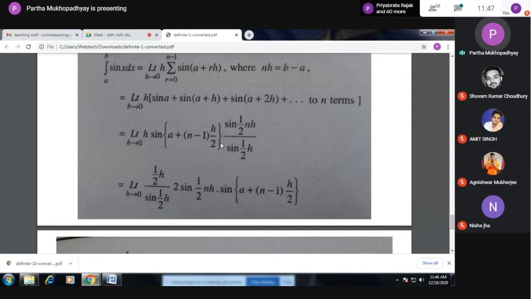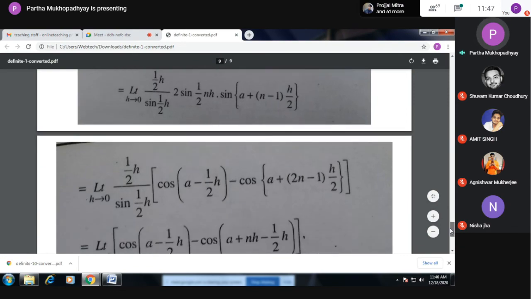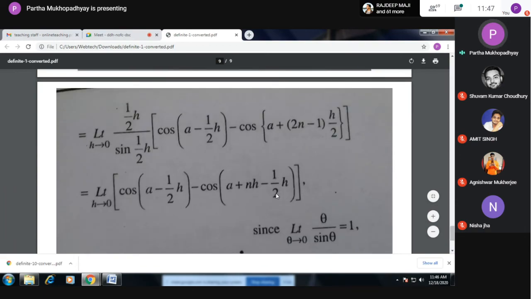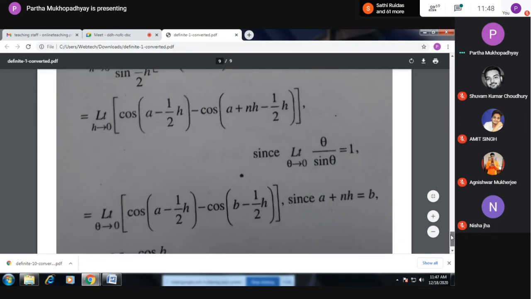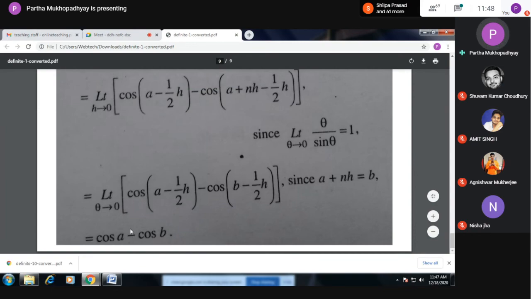This is 1. This is twice sine nh by 2 and sine of a plus (n minus 1) h by 2. So 2 sine a sine b is what? 2 sine a sine b is cos of a minus b minus cos of a plus b. Okay, that we have written. And then I am putting the value of h equal to 0. So this will be all equal to 0. And nh, here I am having one nh. Nh is equal to b minus a. Putting this thing, that will be only b, as h tends to 0. And there will also be, as h tends to 0, cos a. So ultimately, cos A minus cos B.